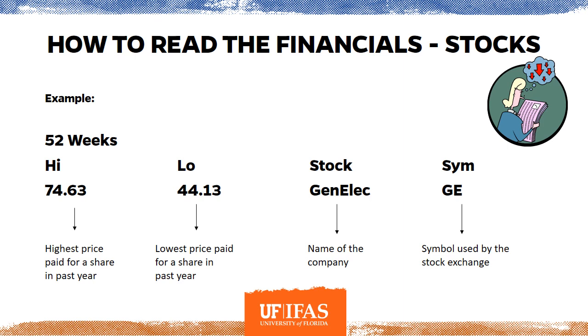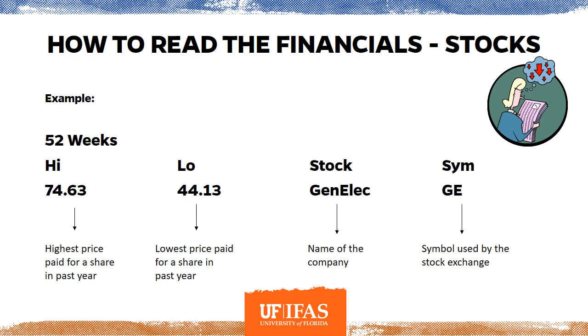first is how that stock has performed in the last year, 52 weeks. So you see the high here, $74.63 was the highest price paid for one share of this certain stock in the last 52 weeks. The lowest anybody paid was $44.13. That's a $30 difference per share that you could either gain or lose over the last 52 weeks.